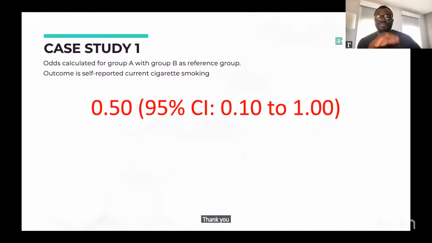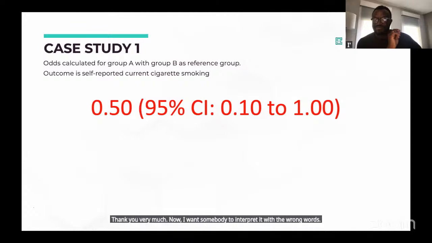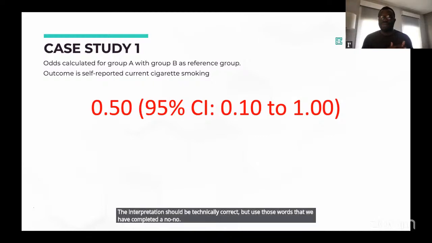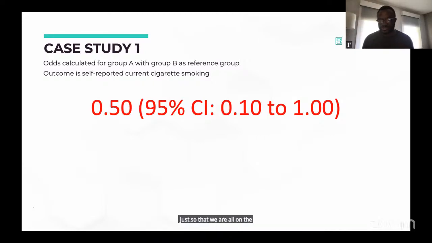Thank you very much. Now, I want somebody to interpret it with the wrong words. Those are banned words, so that we all know how not to say it. The interpretation should be technically correct, but use those words that we have said are no, just so that we are all on the same page about what not to do. So who wants to take a stab at this? This is now negative reinforcement.